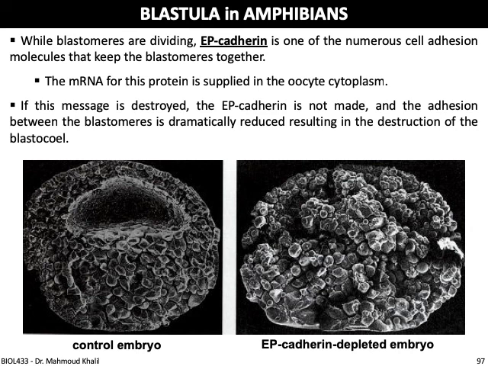So you can see here the control embryo, meaning the embryo is normal. You can see the blastula with the blastomeres, while in this embryo in which EP cadherin is depleted, you will find a massive cell mass with an undifferentiated blastocoele and no orientation and no differentiation.